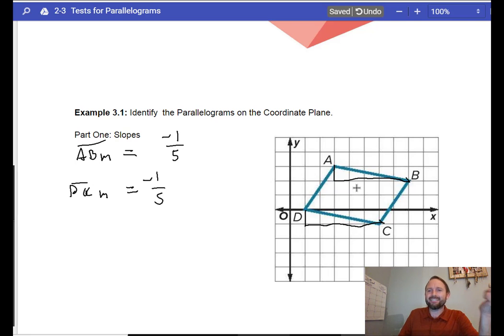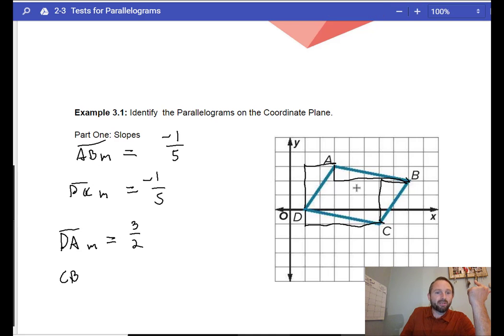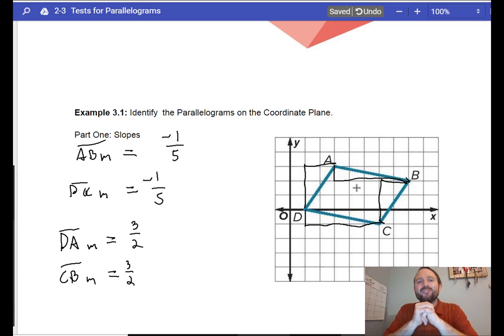Now let's do AD and BC right here. This goes up 1, 2, 3, and goes over 2. So the DA slope is equal to 3 over 2. And 1, 2, 3 over 2. Hey, the CB slope is equal to 3 halves. So I know that every opposite side of this is parallel. So at the moment, I know that this is a parallelogram. Done. But wait, there's more.